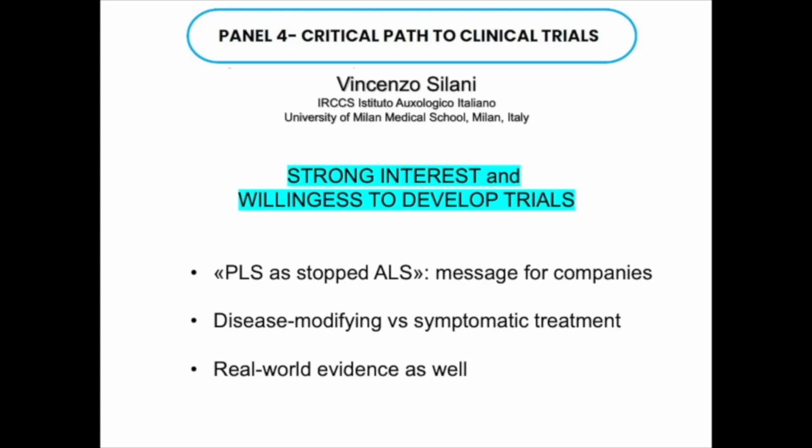Obviously, we have to consider disease modifying versus symptomatic treatment, two different stories, I think. But we have a possibility to act on spasticity, to act on different components of the disease, and probably we have to consider real-world trials as well.